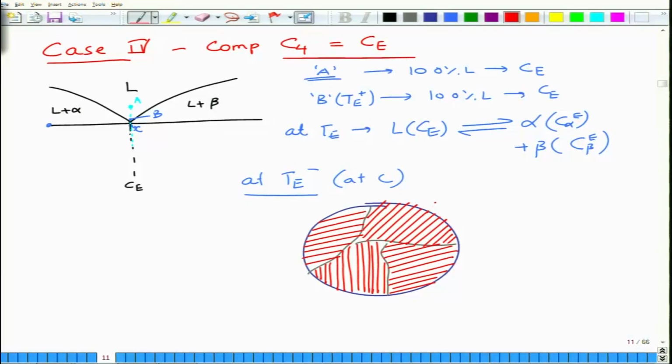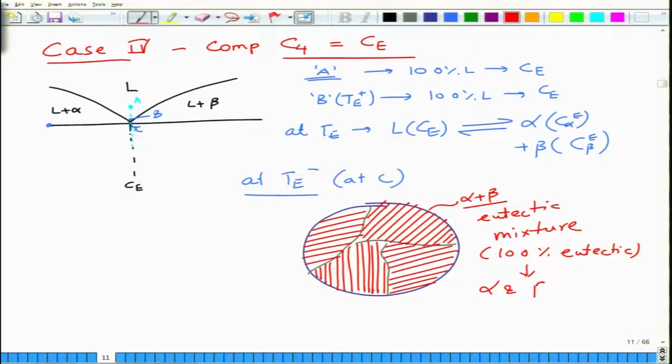So this will be an alpha plus beta eutectic mixture. It is 100% eutectic, consisting of alpha and beta. Alpha of composition C alpha E and beta of composition C beta E. The alpha and beta proportions can be found out by applying the lever rule.